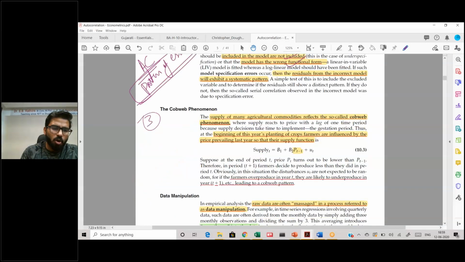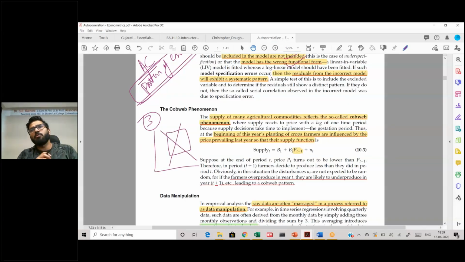Or you can have a cobweb phenomenon. If you remember your microeconomics, you had a cobweb phenomenon, which usually happens in the agrarian sector, whereby farmers take the previous year's price, and the previous year's price actually influences the sowing or the output in this period. Now let me give you a detailed example of this lag effect. This is called the lag effect in production.